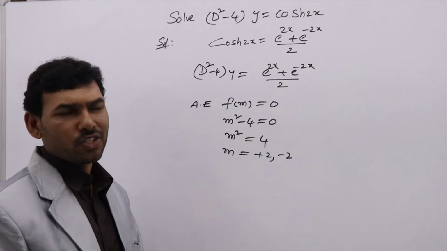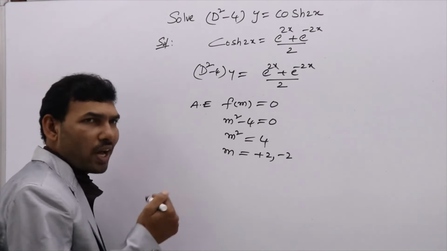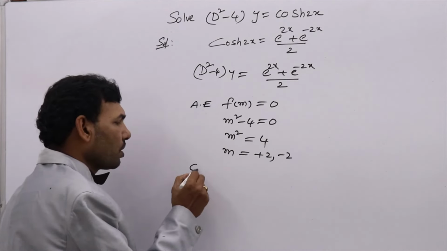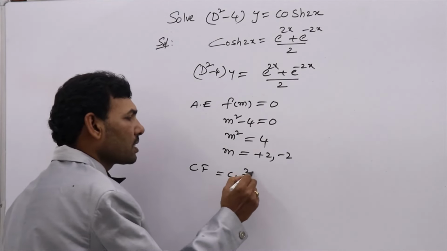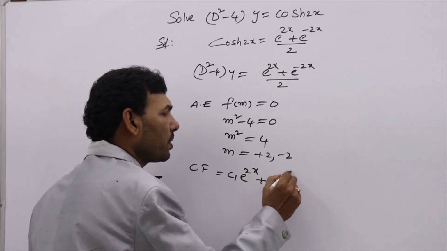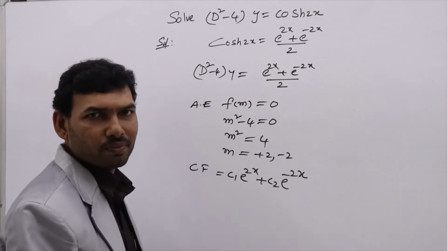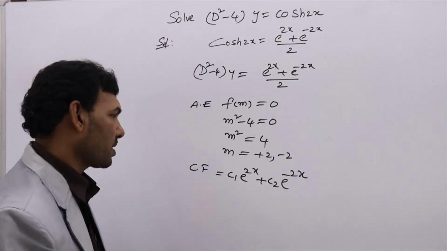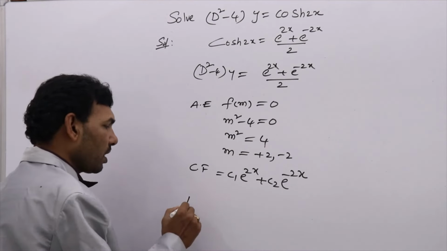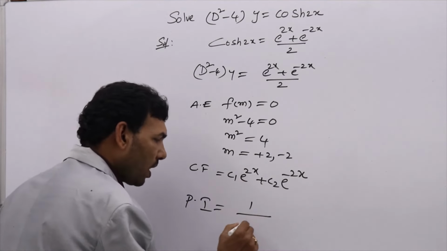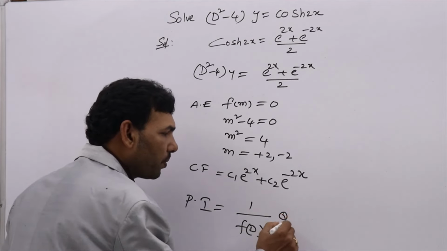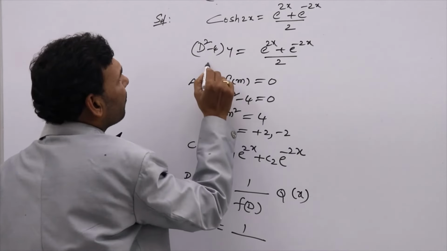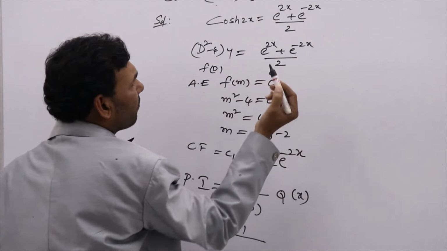Root 4 is plus or minus 2. Two roots, two different roots. If you get two real and different roots, we write CF like this: C1 e power 2x plus C2 e power minus 2x. That is the complementary function. Coming to the particular integral, 1 by f of D into Q of x. What is f of D? This is f of D, and this is Q of x.